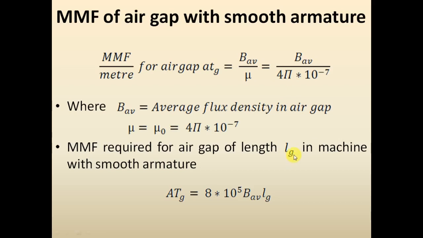The length of air gap is indicated as Lg. So the total mmf required for air gap length can be found out from this relation by multiplying it with Lg. Hence you will be obtaining the final relation as capital ATG. This is actually the mmf of air gap for the whole length Lg is equal to 8 into 10 raised to 5 B average Lg. This is the relation for mmf of air gap with smooth armature.